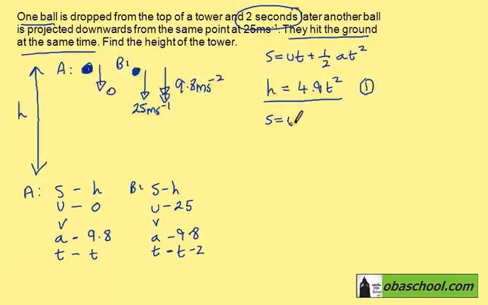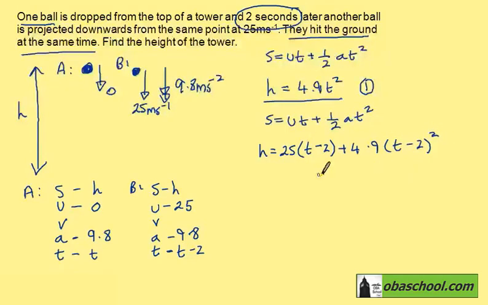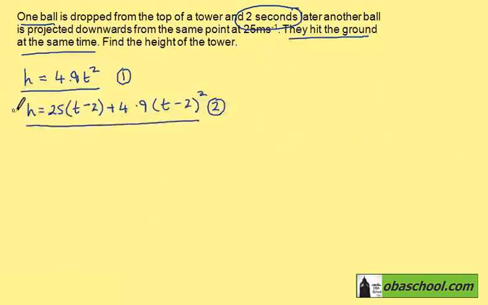Once again, we can use S equals ut plus a half at squared. We get h equals 25 times t minus 2 plus a half of 9.8, which is 4.9, times t minus 2 squared. Let's call this 2. So here's our two equations. We know that h is the same in both cases.